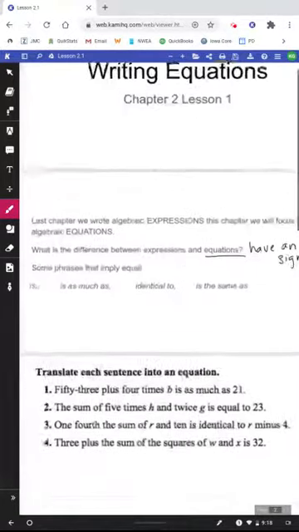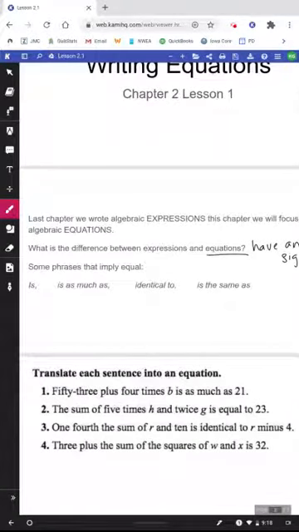Some phrases that imply equal are "is", we already talked about that in chapter 0, "is as much as", "identical to", and "is the same as". So if we see those phrases, those are ones that we are going to know tell us that it's going to be an equation because it's going to have an equal sign.